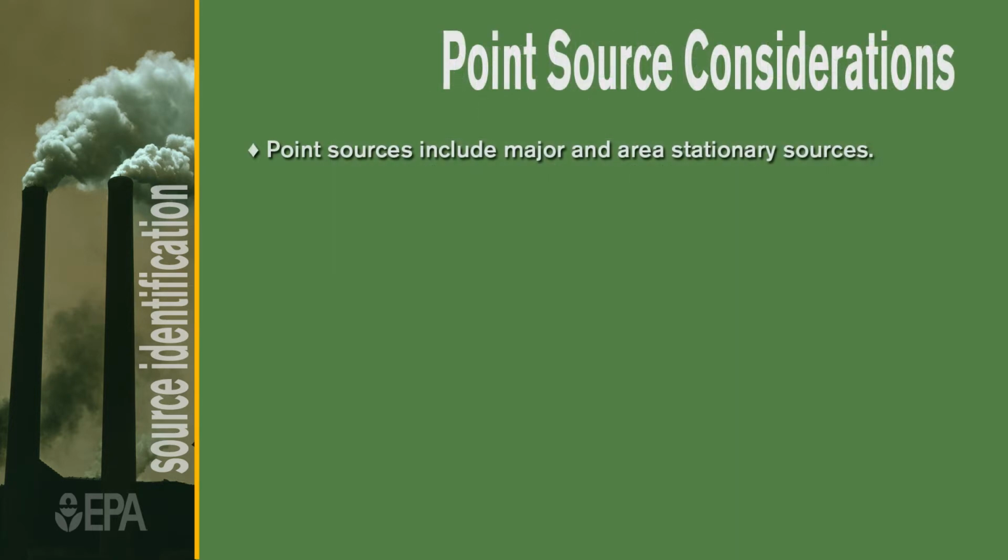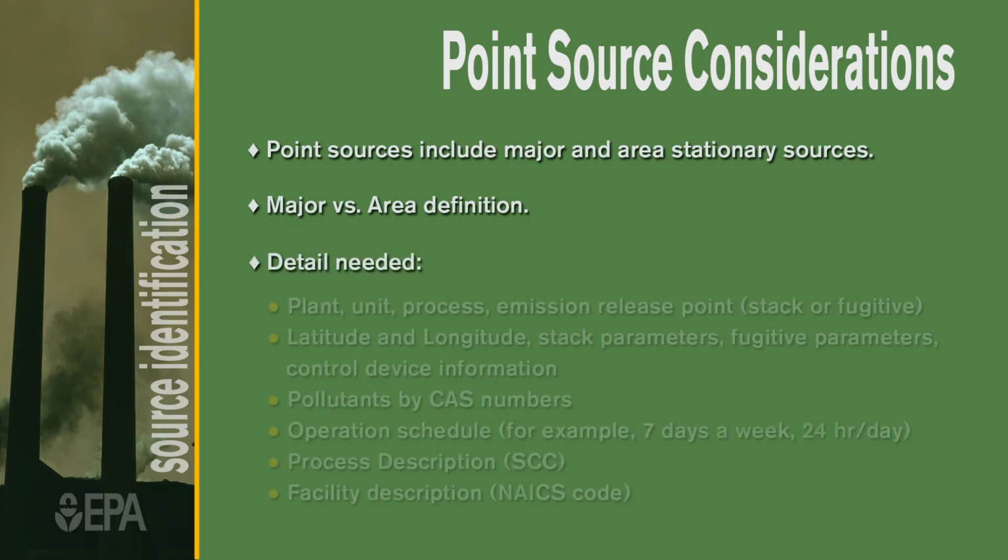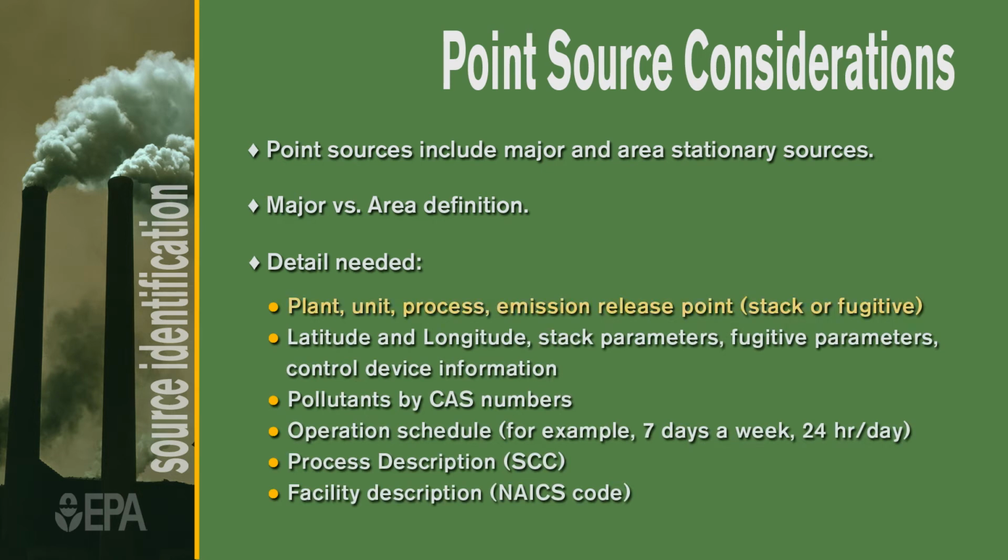So what do we need to consider for point sources? First of all, we have to know, is the source a major or an area source for regulatory purposes? And then the level of detail that we need information about the facility. What is its name? Where is it located? We need information at the unit level. So what is the specific unit? What type of unit is releasing the emissions? And at the process level, an emission release point. The emission release point can either be a stack or a fugitive release.